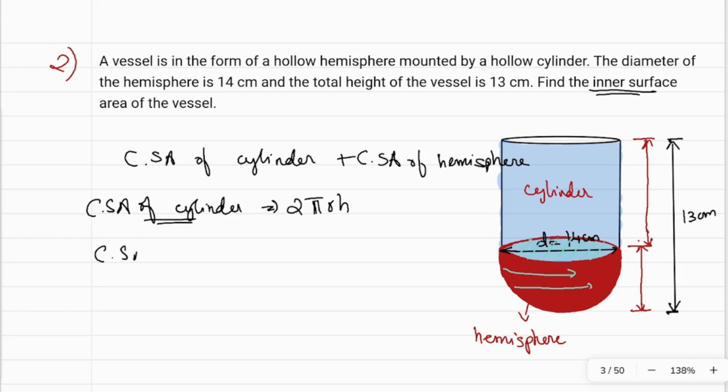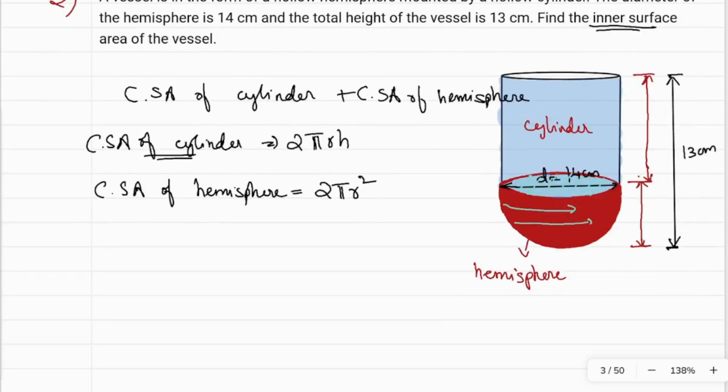And what is the CSA of a hemisphere? CSA of a hemisphere equal to 2 pi r square. Okay, now what do we have to do? We have to add them together, right? So let me write here the total surface area, which is equal to 2 pi r square plus 2 pi r h.